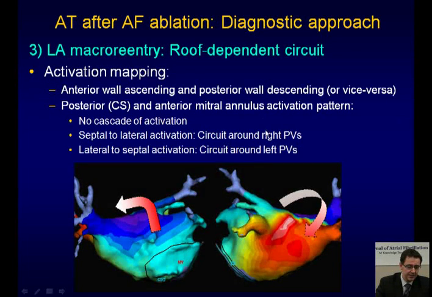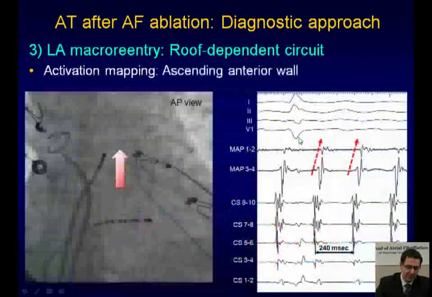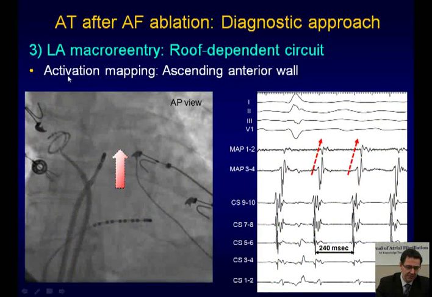In those cases, the activation in the coronary sinus and the anterior part of the mitral annulus could either be an absence of cascade of activation or a septal to lateral activation if it's a circuit around the right pulmonary veins, or lateral to septal activation if it's a circuit around the left pulmonary veins. Please note that this makes no difference in the treatment because an ablation at the roof of the left atrium will cure both circuits.